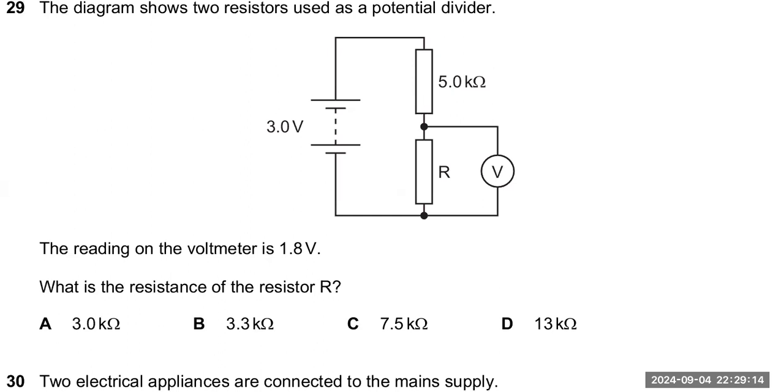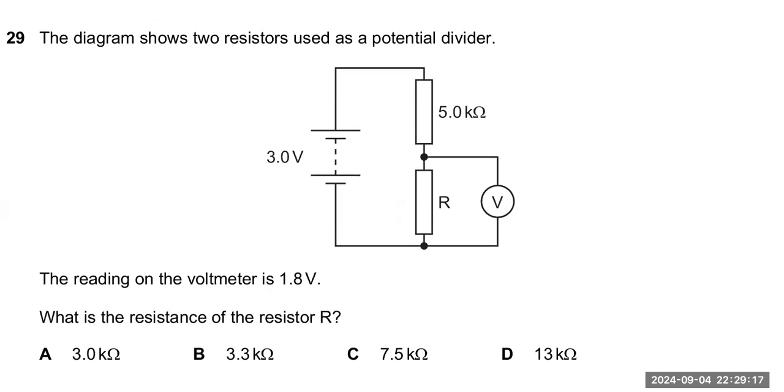Is it clear? Now, this question is very important, related to the potential divider. The question is that the diagram shows two resistors used as a potential divider. The reading of the voltmeter is 1.8 volt. This is the voltmeter. The voltmeter is always used in parallel to the electrical component across which you have to find the potential difference. What is the resistance of the resistor R?